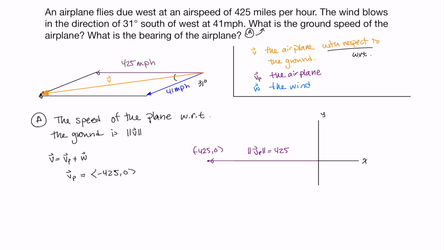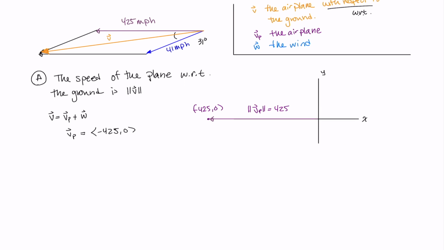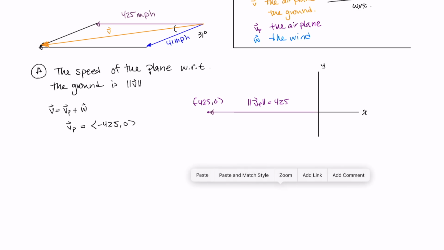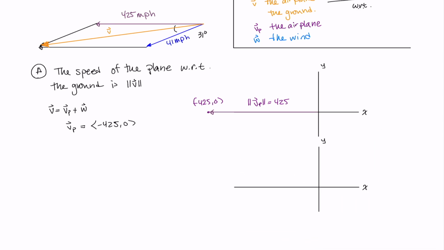Now let's figure this out again for the wind. So I'm just going to copy and paste here, and I'm also going to scroll up a bit. There we are. So here's another X and Y axis. You don't have to draw so many, but I find it very helpful to have them all in different places so I can focus on one thing at a time. And right now I'm focusing on the wind. And I know this here, the wind speed itself, is 41. So that's the magnitude of this vector.